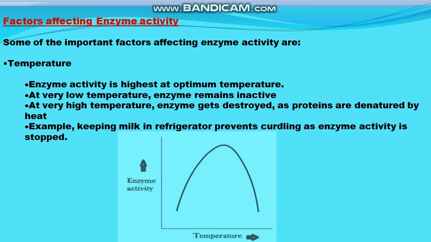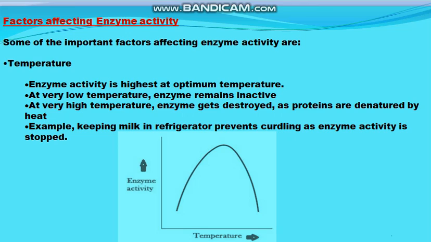It is very inactive at low temperature, and at very high temperature the enzyme gets destroyed, as enzymes are made up of proteins and proteins are denatured by excessive heat. For example, keeping milk in a refrigerator prevents curdling because enzyme activity is stopped at low temperature. So, enzyme activity is highest at optimum temperature. At very low temperature, the enzyme becomes inactive, and at a very high temperature, the enzyme gets destroyed and there is no activity.